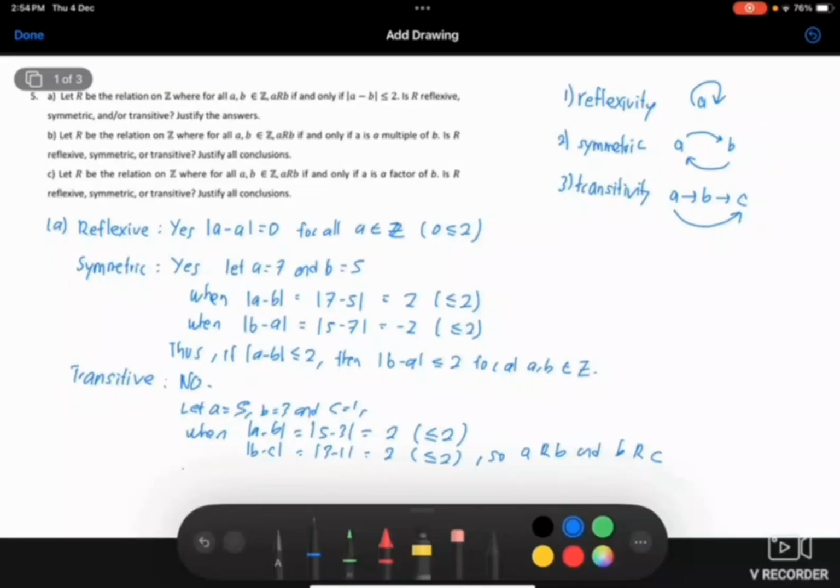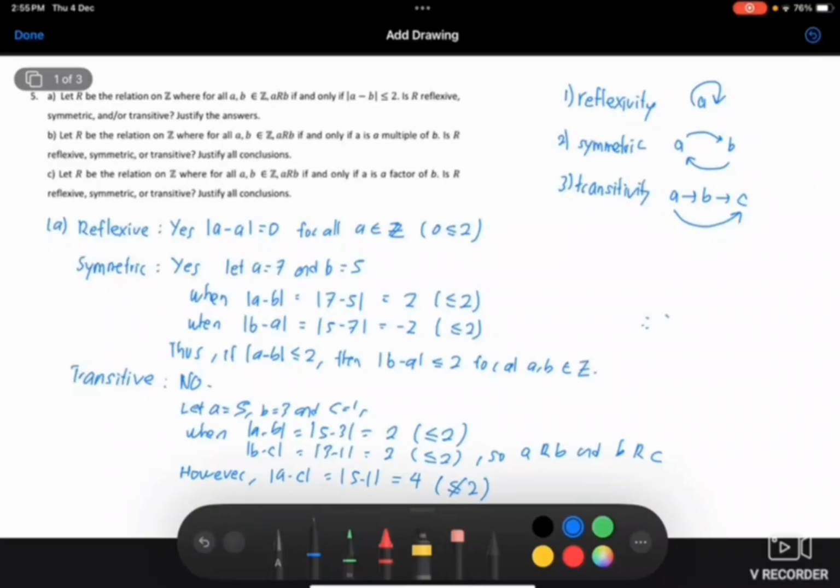To know whether A really does relate to C or not, we can prove it using this method, where we do A minus C, which is equal to 5 minus 1. We get a value of 4, which is not less than or equal to 2. So we can clearly see that A does not relate to C, because we are getting a value which is not less than or equal to 2.